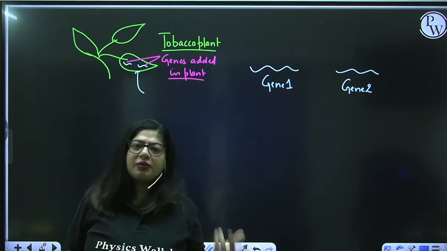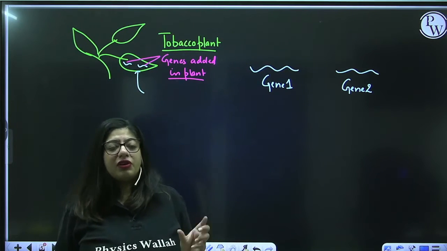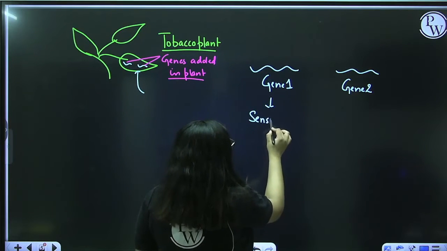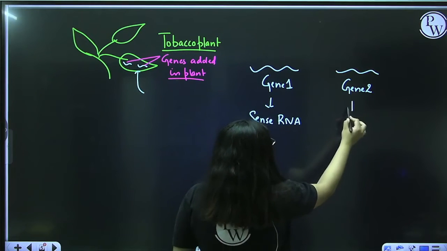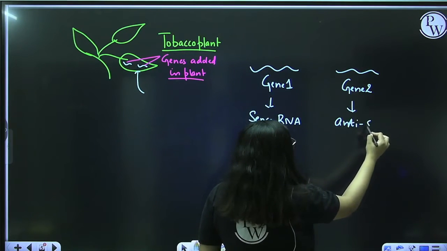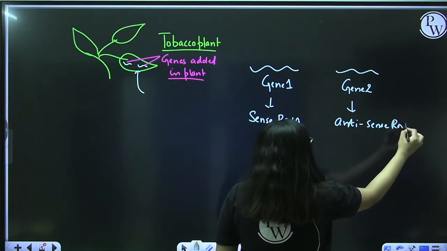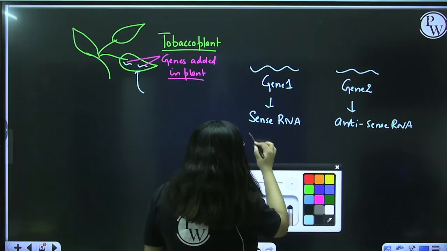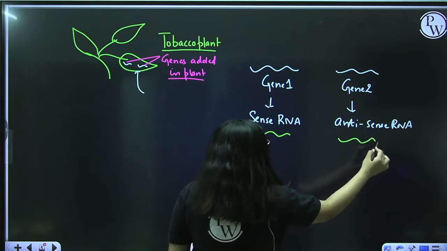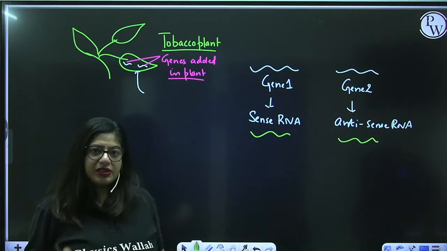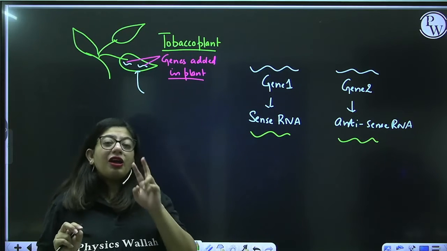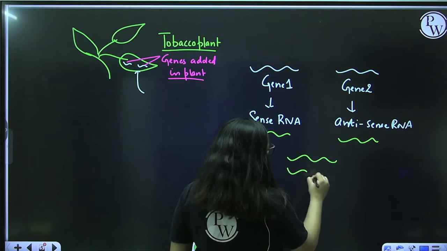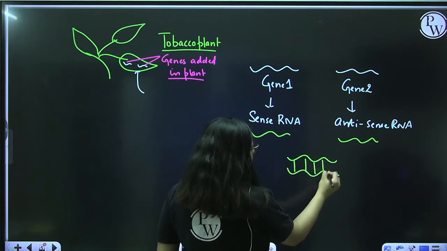A gene is what? A segment of DNA. Now we have produced these segments of DNA in such a way that one gene will produce sense RNA, the other will produce antisense RNA in the tobacco plant. And we have done this very cleverly. We added the genes in such a way that one will produce the sense strand, the other will produce the antisense strand, and both these strands are complementary to each other. If they are complementary to each other, you all know that they will join.